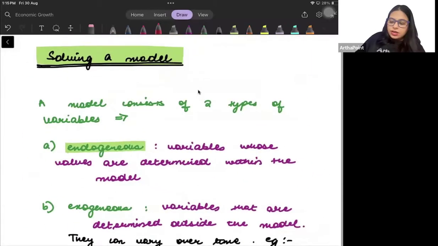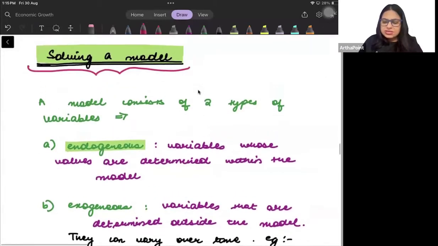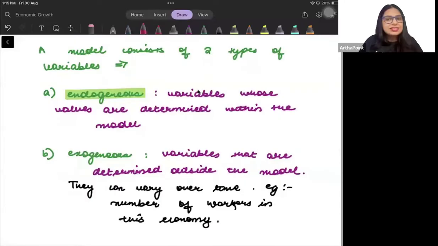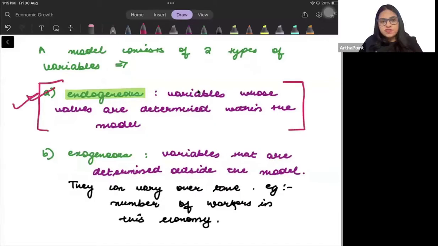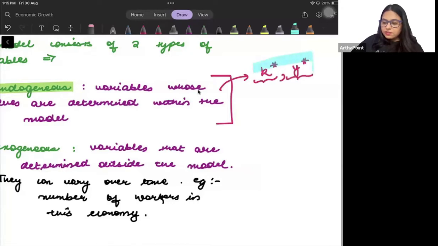Solving a model. If we need to understand how to solve a model, we need to consider 3 kinds of variables. किसी भी मॉडल को सॉल्व करने के लिए 3 तरीके की चीजें जानना जरूरी है. The first one is called endogenous variables. Endogenous variables are those variables which are determined within the model, जिनको हम मॉडल के अंदर ही determine कर रहे हैं. Like here, within the model, I want to determine what is my equilibrium level of capital per worker. What is my equilibrium level of output per worker? So those variables which are determined within the model are called endogenous variables.